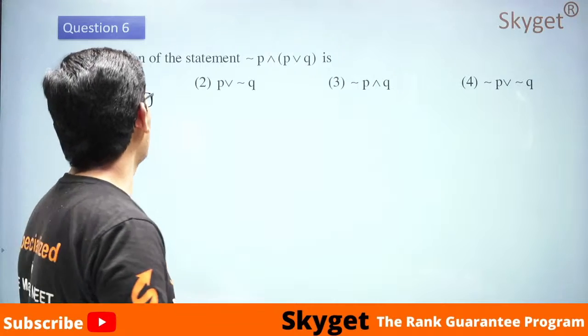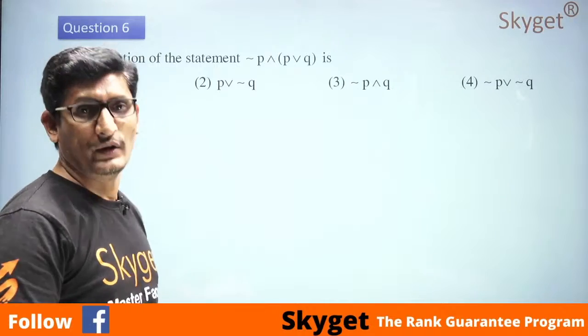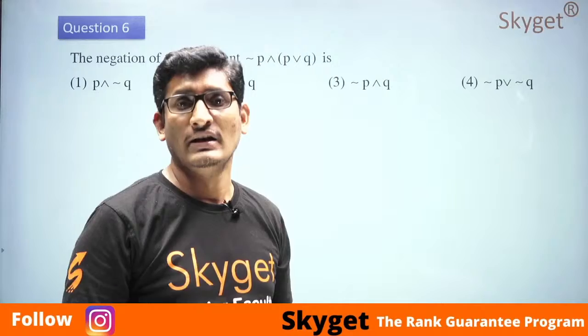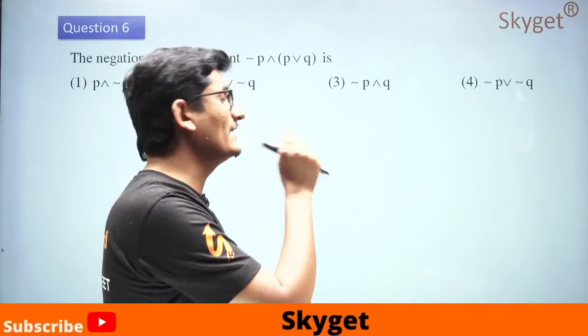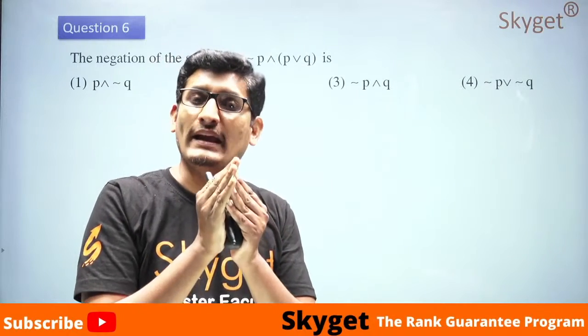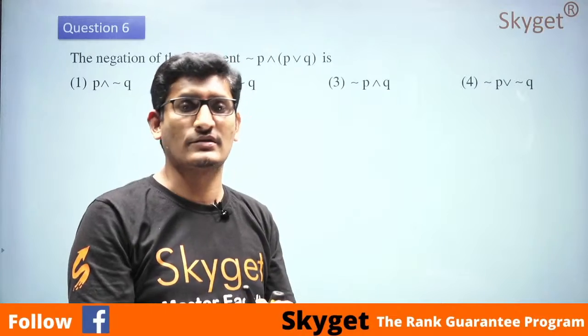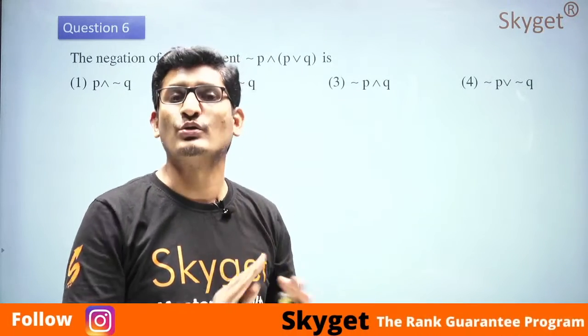Now the negation of the statement: negation of P and P or Q is. So students, here I already explained in the morning session. Okay. So what is that? When the statement like this comes, we have to take only the sets method. Okay. So don't use the truth table here. The truth table will kill your time.